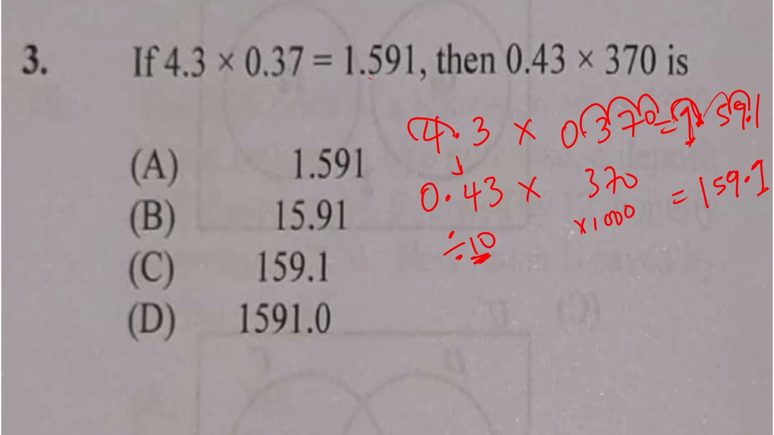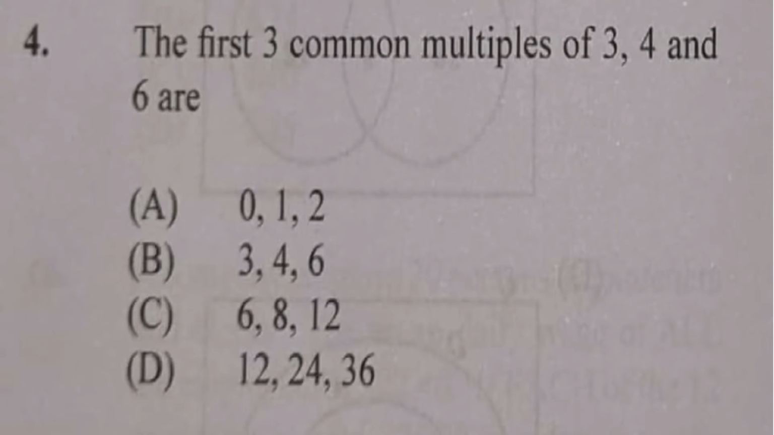If the first change was that it was divided by 10, we divide the final answer, which is 1.591, by 10, so we shift the number one place to the left. Then it's multiplied by 1,000 to get 370, so we shift it 3 places to the right: 1, 2, 3. So our answer becomes 159.1.